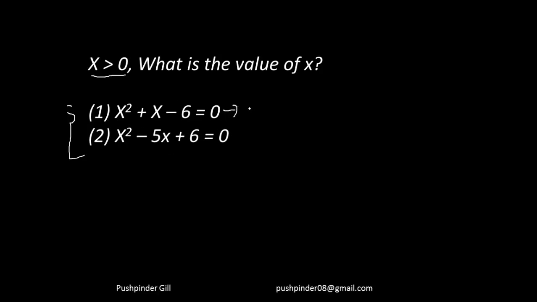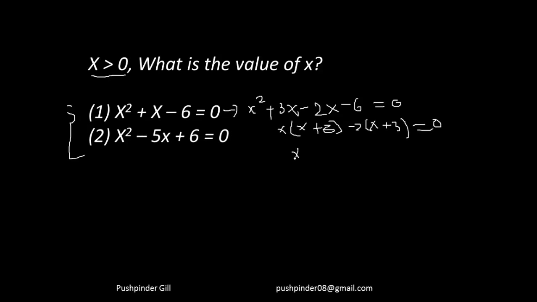This seems to be a quadratic equation. If I split the middle term, x square plus 3x minus 2x minus 6 gives me 0. If I take x common, x plus 3, and minus 2 common, again x plus 3, it gives me 0. So x plus 3 into x minus 2 is equal to 0.